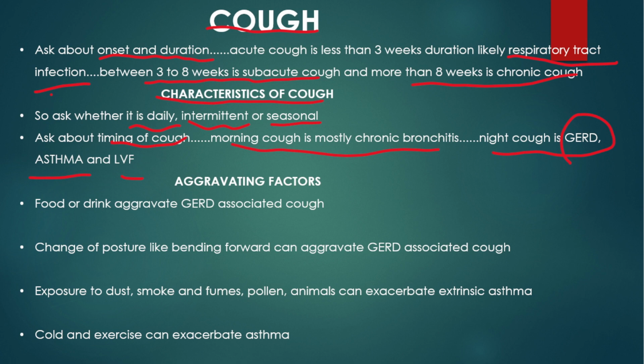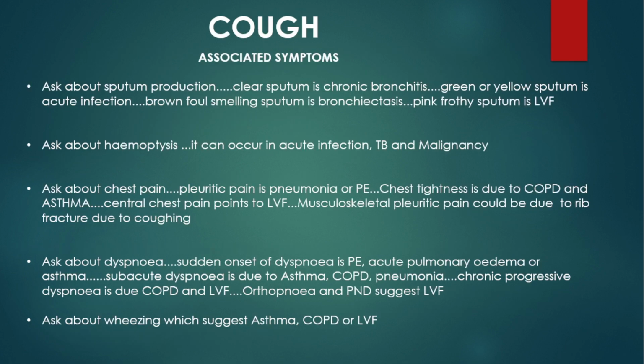Then we'll ask about the aggravating factors. Food and drink aggravate the GERD associated cough. A change in posture like bending forward or lying straight can again aggravate the GERD associated cough. Exposure to dust, smoke, fumes, pollen, and animals can exacerbate extrinsic asthma, which can present as a cough. Cold and exercise can exacerbate asthma, and the patient will present with cough.